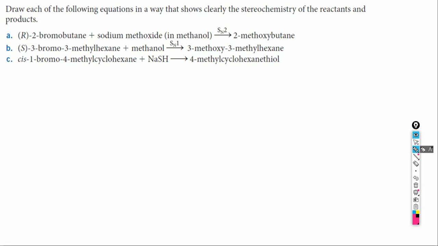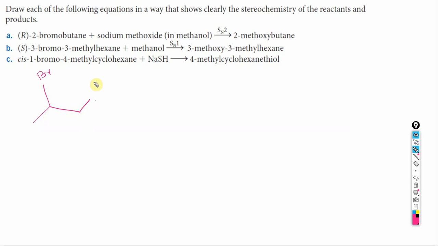So in this problem, we should try to predict the structure of the product based on the mechanism that the reaction goes through. So R-2-bromobutane, first we had to make sure that we draw the structure properly. So R is going to be counterclockwise, and if this is 2-bromo, I would have bromine on the upper position here. So butane should have an ethyl and a methyl because this is 1, 2, 3 and 4.